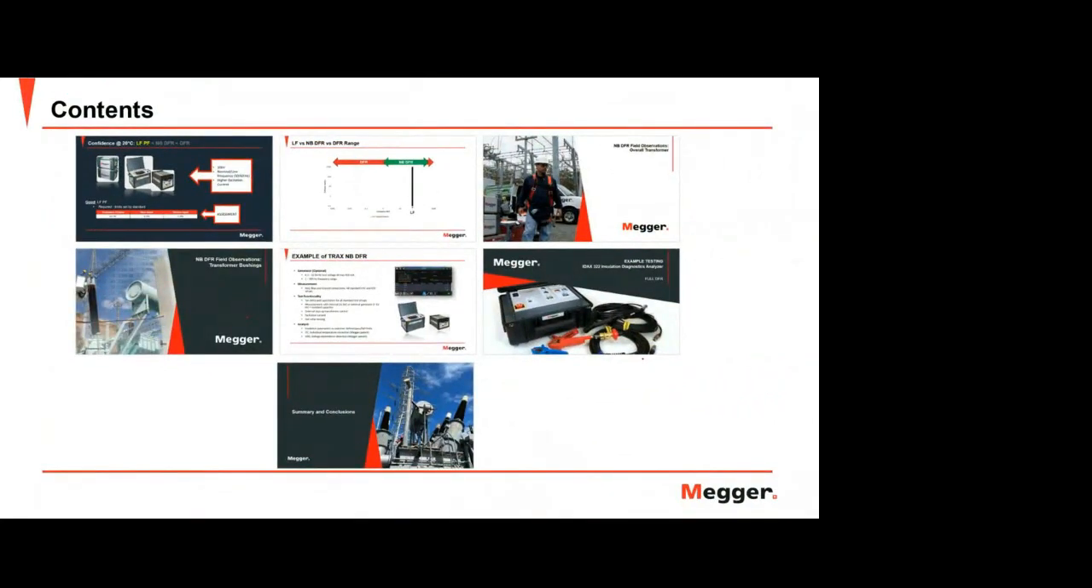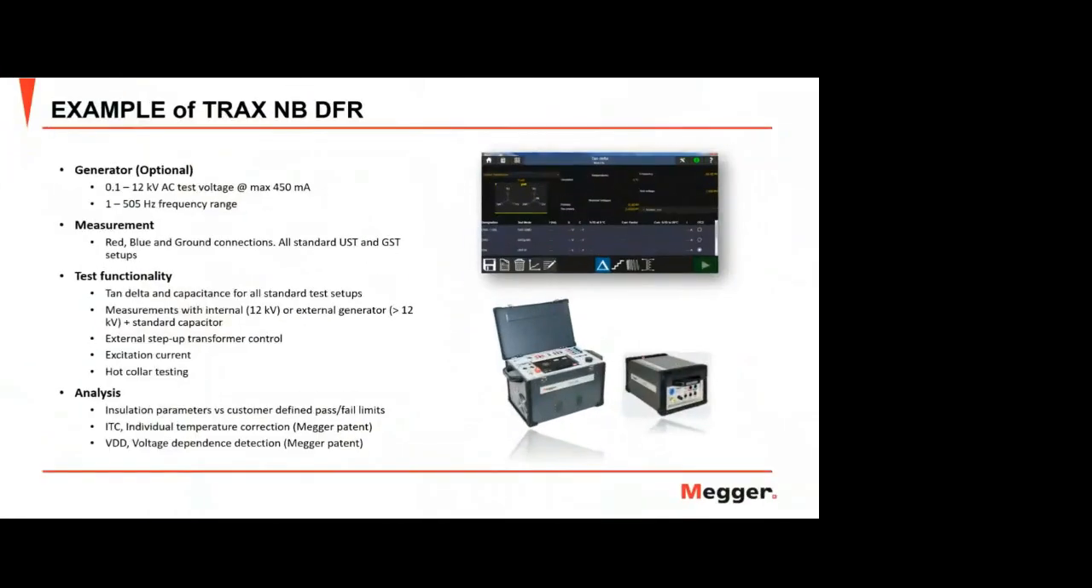Okay, so this is my personal experience, or our customer experience here in the Philippines. In this example, we have used TRAX for a narrowband DFR. And when we talk about TRAX, you have access to a generator of 0.1 to 12 kV. The maximum output current was 400, I believe it's 500 milliamp now. And you have the 1 to 505. So this is a narrowband DFR here. Better if you have the 1 hertz value. Of course, for the measurement, it uses red and blue and ground connection. It also uses the UST and GST setups.